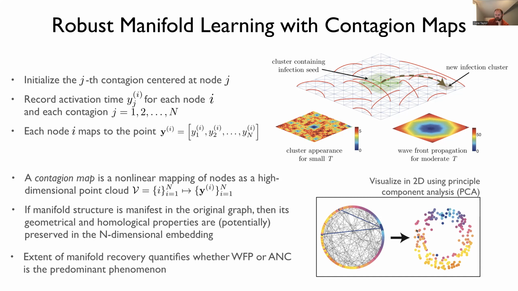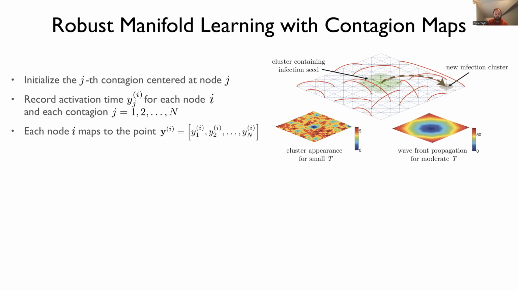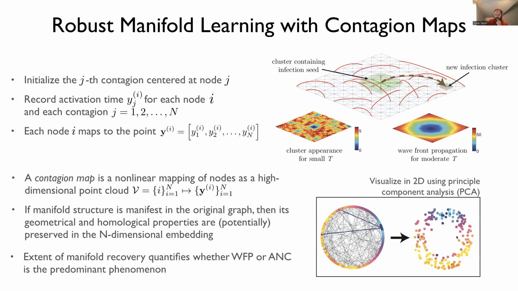And when there's not manifold structure, that means the cascade is jumping across long range connections and we don't see the wavefront. So the manifold recovery in this embedded point cloud allows us to quantify which phenomenon is dominating, this wavefront propagation or the long range spreading.